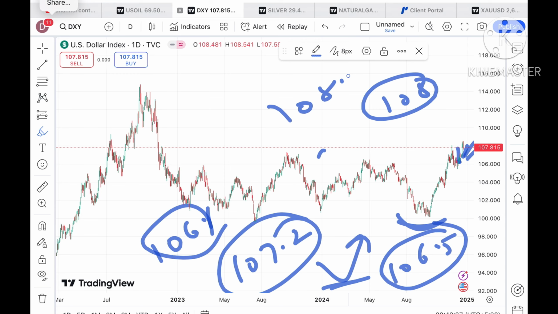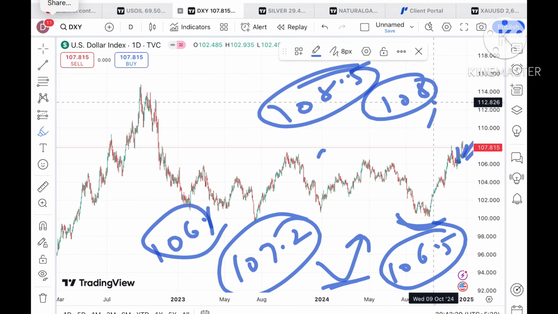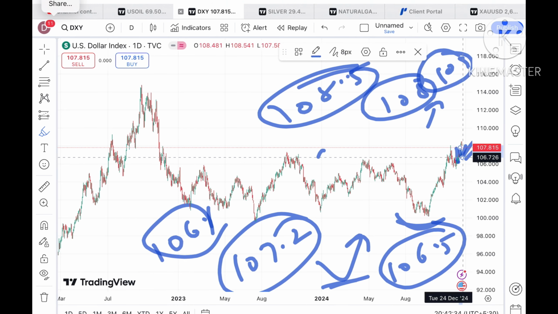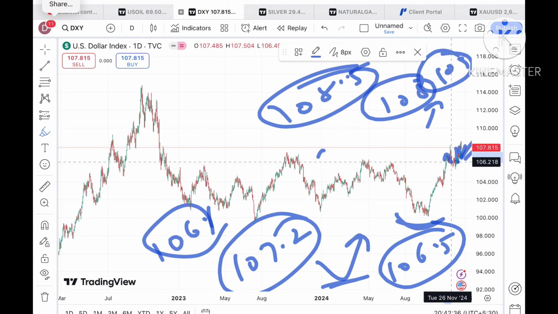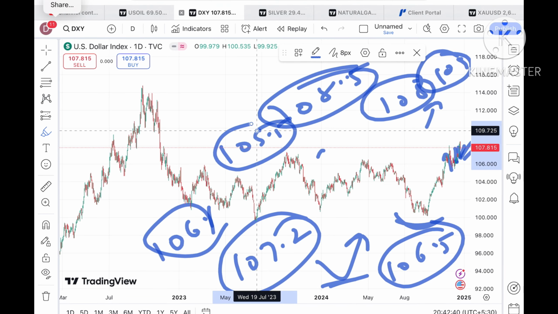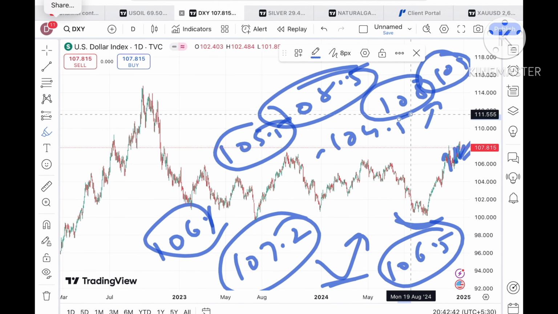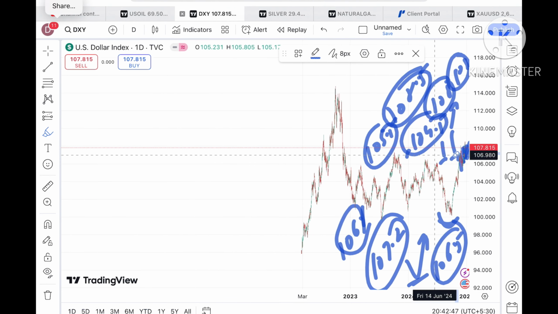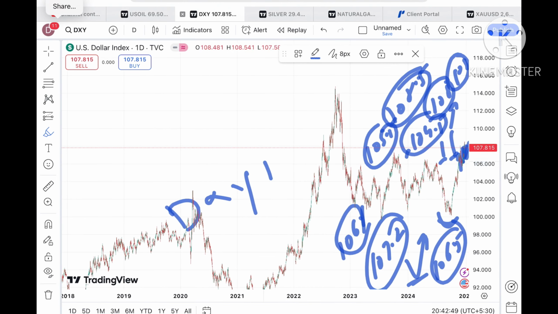Understand, if the price starts sustaining above 107.2, that means if it is already above that level, it can go towards 108, to a level of 108.5, and then it can touch a level of 109 also. But if the price starts falling below 106.1, a probability of touching 105.5 will be there, and then a level of 104.5, and then a further downfall.